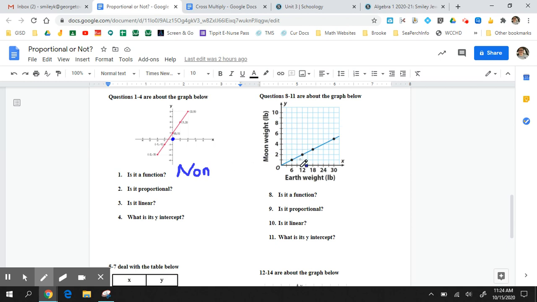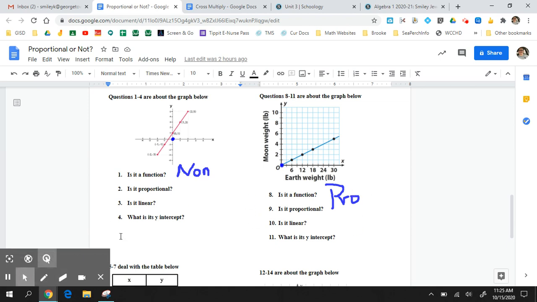Okay. Look at this one to the right side of it, where we have the moon weight and the earth weight. Okay, does it go through 0, 0, which I'll mark it right here. You should learn where 0, 0 is. Yes, it does go through that. So it is proportional.